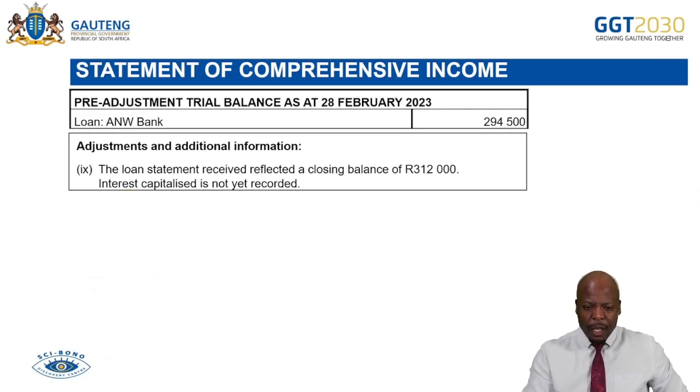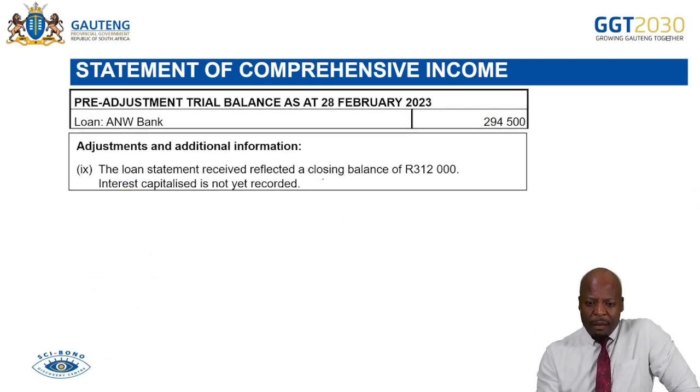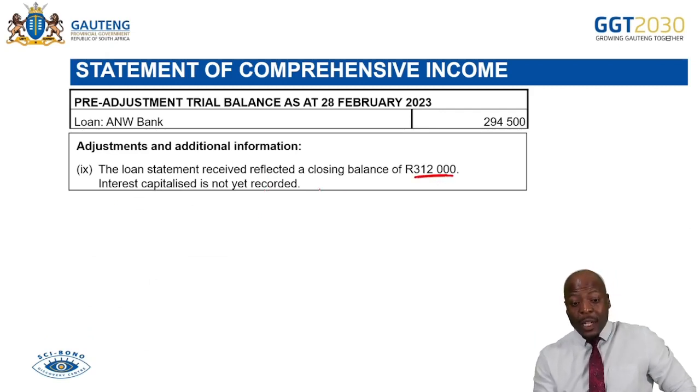It says the loan statement reflected a closing balance of 312,000. Interest capitalized is not yet recorded. So what happens?